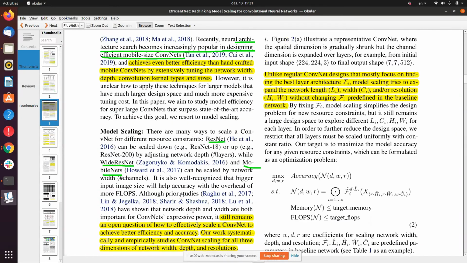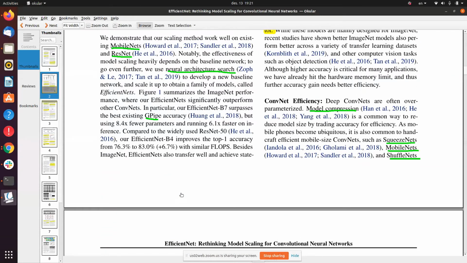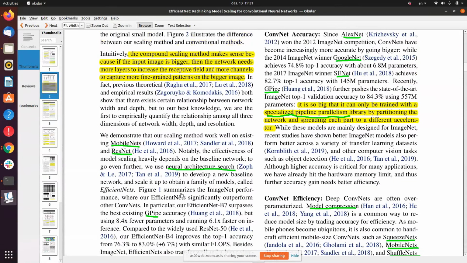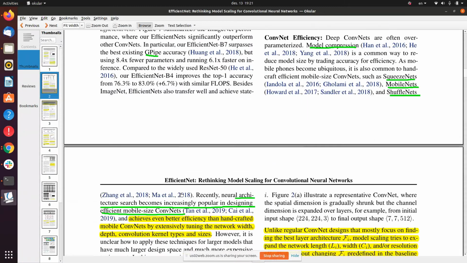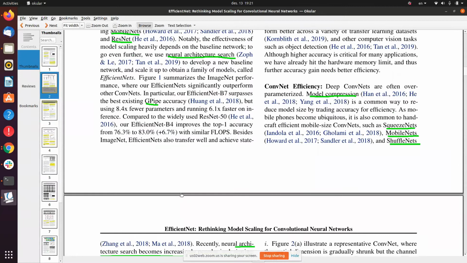Probably I will park here and see if anybody has anything to add. I have a question. Yeah. So efficiency, they define efficiency as just accuracy per parameter ratio, or what is the definition of efficiency?